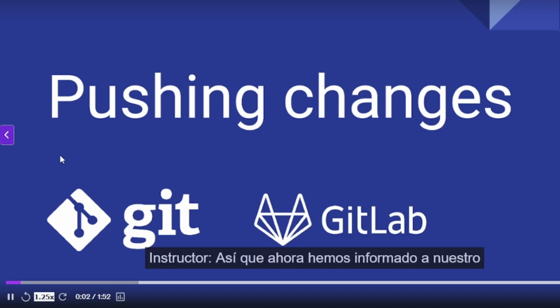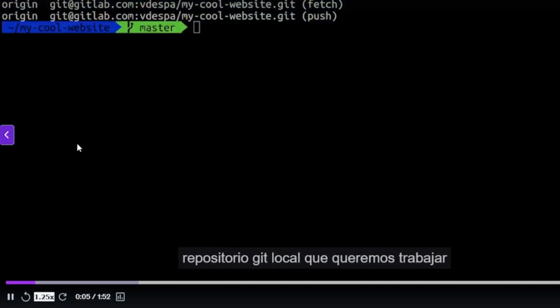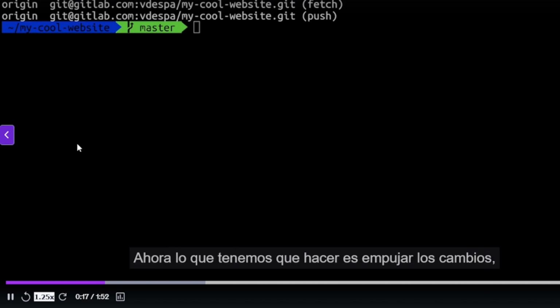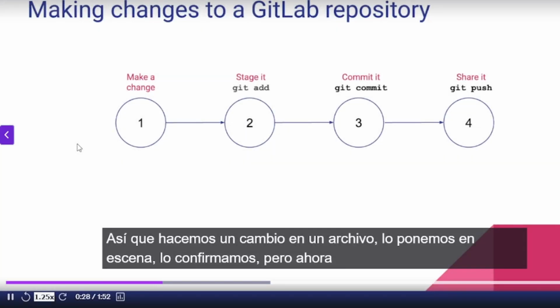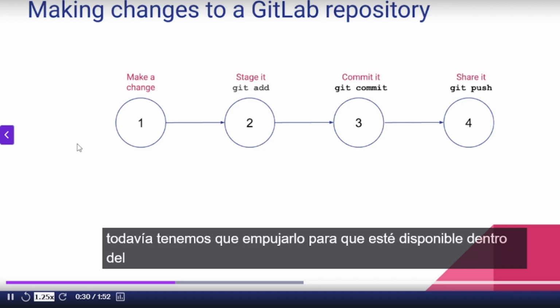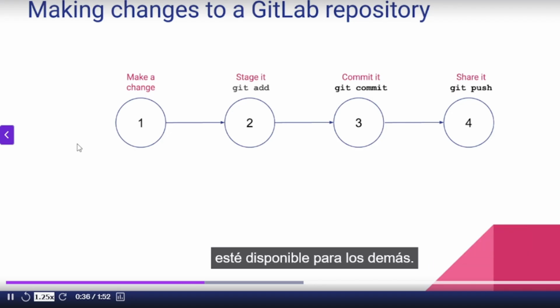So now we have informed our local Git repository that we want to work with this remote, but so far the changes that we have locally are not available inside the remote repository, and the reason for that is that we haven't pushed them. Now what we need to do is to push changes, and this is where the process that we have gets another step added. So we make a change to a file, we stage it, we commit it, but now we still need to push it in order to be available inside the remote repository and also to make it available for others.